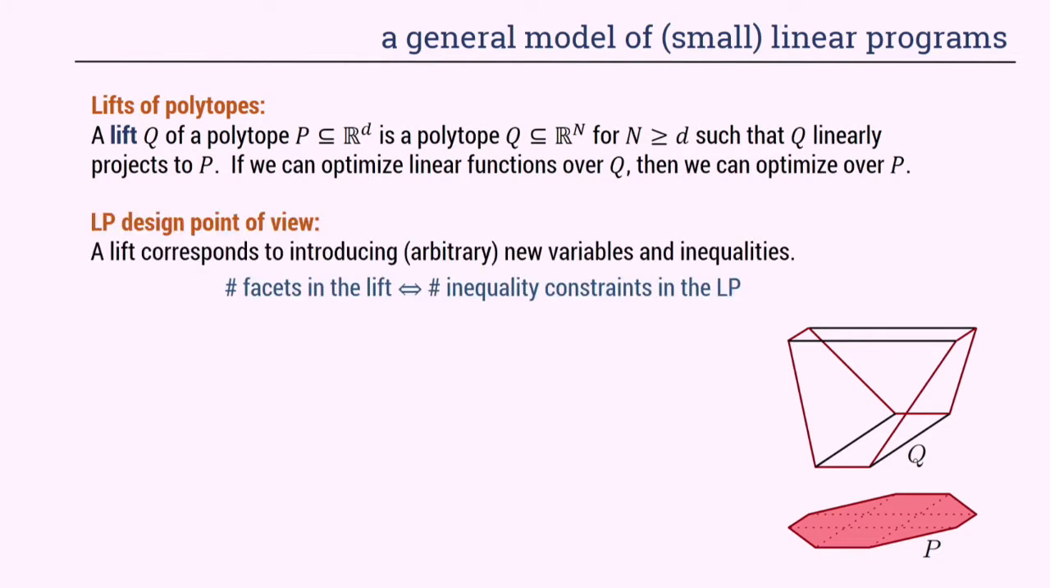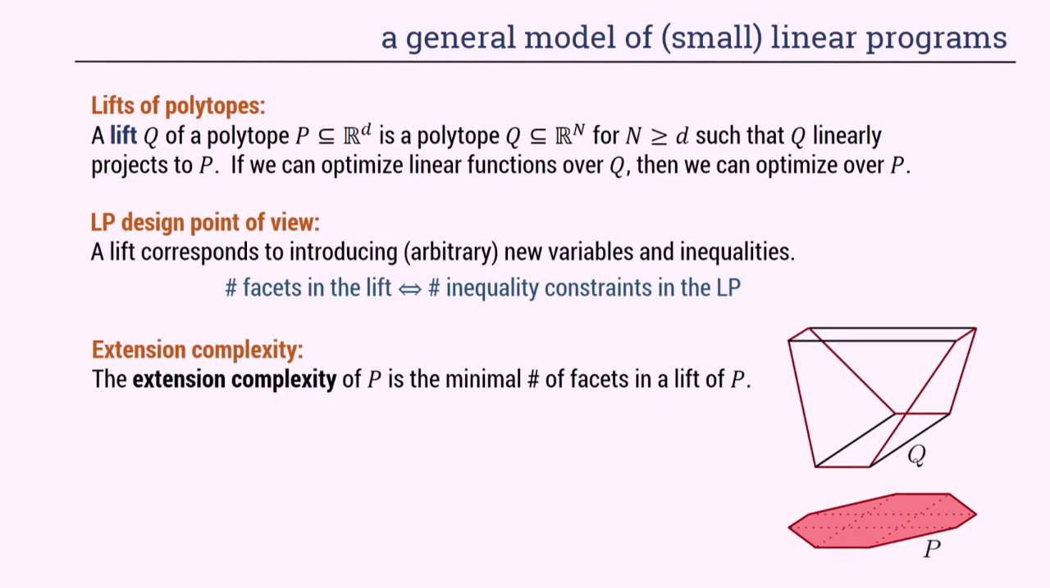Just as a note, from the point of view of people designing linear programs, the number of facets in the lift corresponds to the number of inequalities, and the lifting process itself just corresponds to adding new variables to the linear program. Okay, so you're adding new variables, which gives you some more expressibility, and it might be the case that with many fewer inequalities now you can express the constraints you were trying to express. So now there's a whole field devoted to studying this.